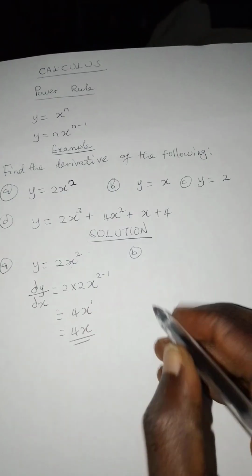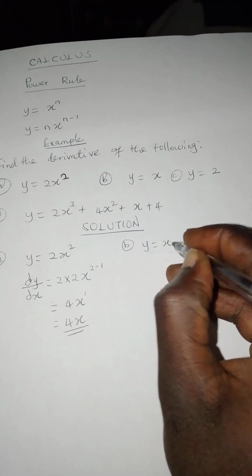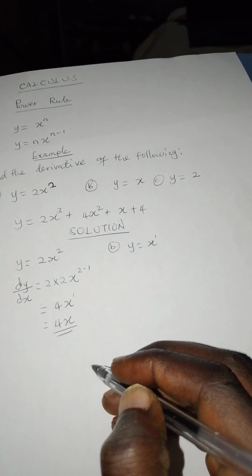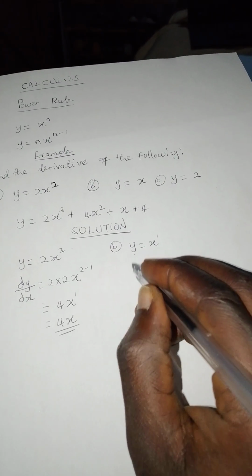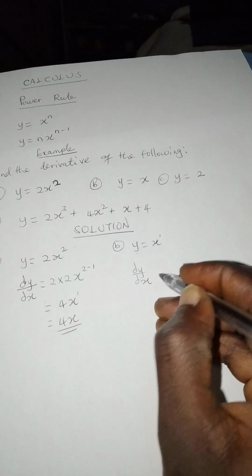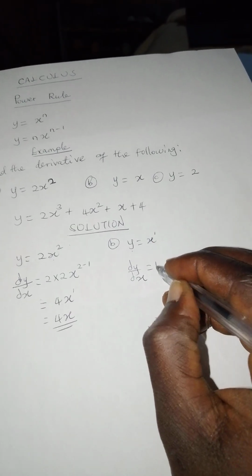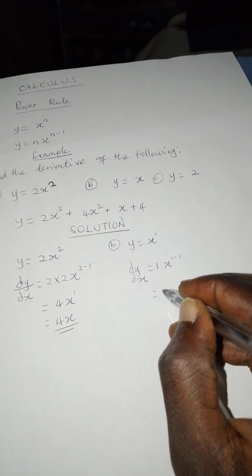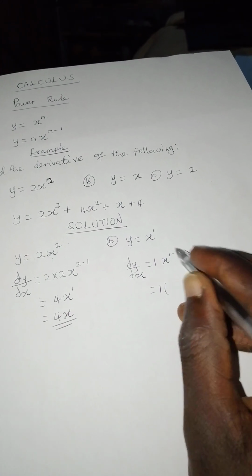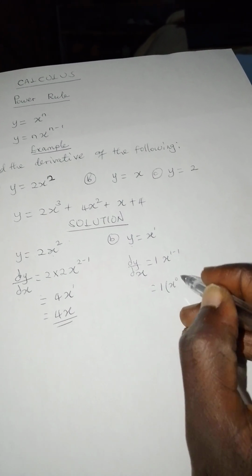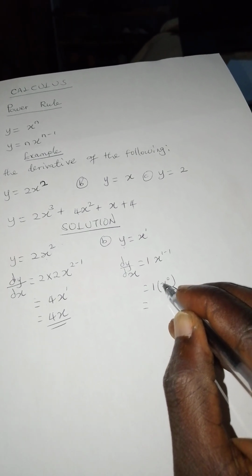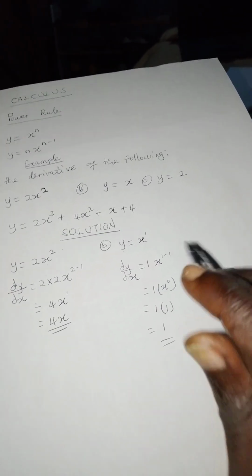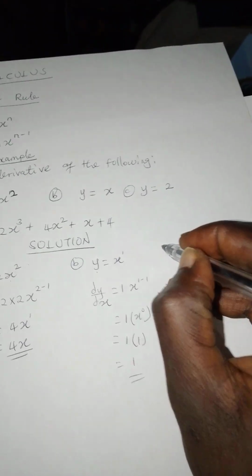Now let's go to b. With b, we are saying y is equal to x. When I write y is equal to x, it is the same as x raised to power 1. Because there is y and x here, I'll say dy/dx equals, when I drop the 1 here, it will be 1, then the power is 1, so it will be 1 minus 1. This means I have 1 times x^(1-1), which is x^0. From the rules of indices, any number raised to power 0 is 1. So when I multiply there, I'm getting a 1.